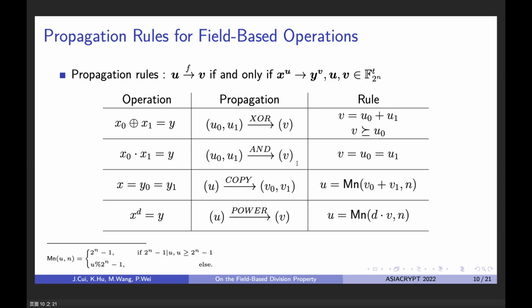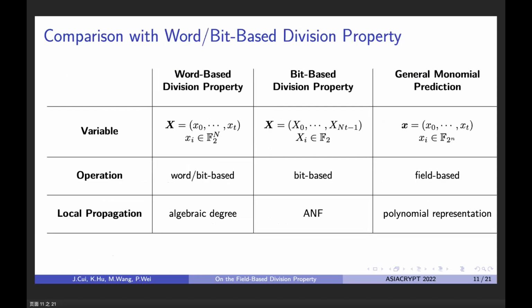So by simple calculation, we can know that the propagation rule is like here. And for the AND rule, we have v equal to u0 and u1. For the copy rule, u is equal to the modular addition of v0 and v1. The power rule is a specific rule over finite fields, where y is defined as the dth power of x. As in Boolean functions the highest degree is 1, we do not have the power rule. And we have u equal to the same modulo of d times v.